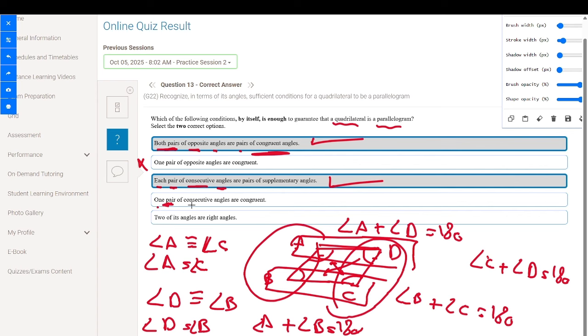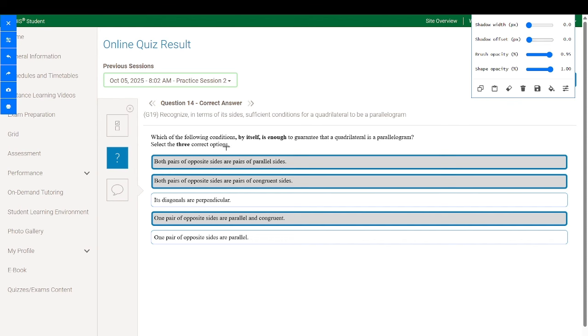Now, one pair of consecutive angles are congruent. So let's say this one pair, let's say A and D are congruent, and if B and C are not congruent, that means it's not a parallelogram. The pair of angles has to be supplementary. Here, saying two of its angles are right angles, this is the wrong answer.